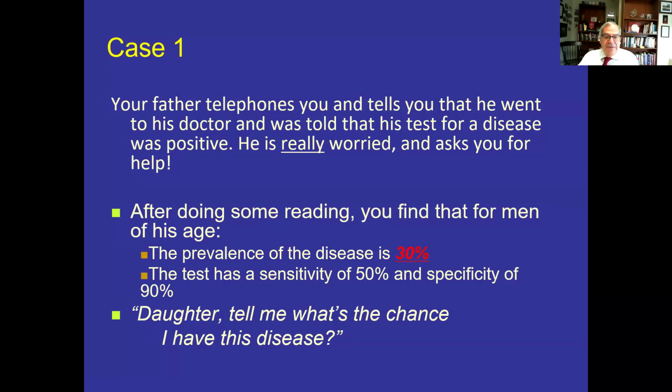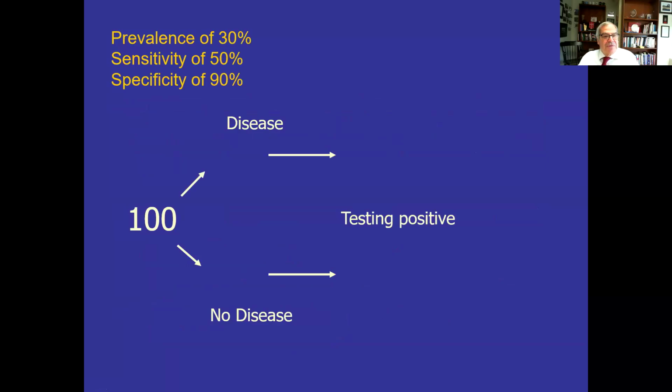His question again: daughter, tell me, what's the chance I have the disease? Really worried, simple type of stuff. You've got your information, so let's go through our calculations. We have a prevalence of the disease at 30%. So if we had 100 people, 30 of them would have the disease.